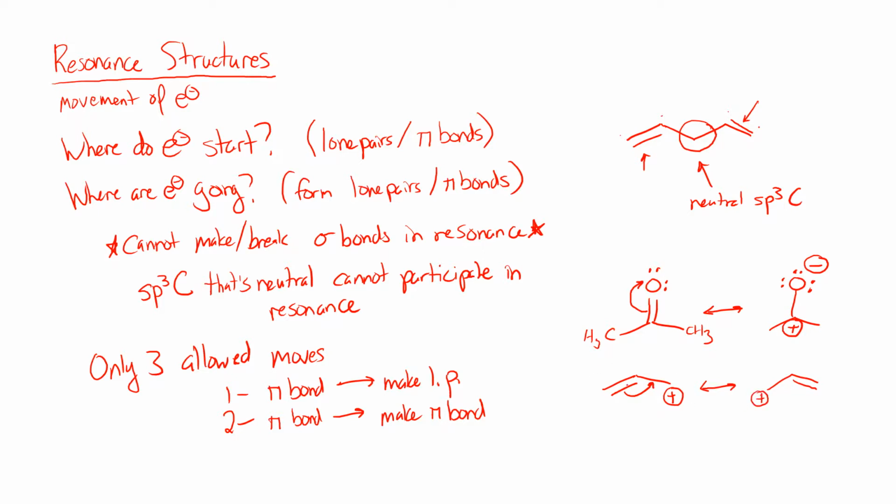Right? And the carbon on the end has created a carbocation because it lost electrons. But when we move this pi bond over, we're creating a new pi bond over here. Right? Notice that the carbocation's not moving. I don't want you to think that this plus sign ever moves, right? Because carbocations are not one of the things that we can move around in resonance structures.